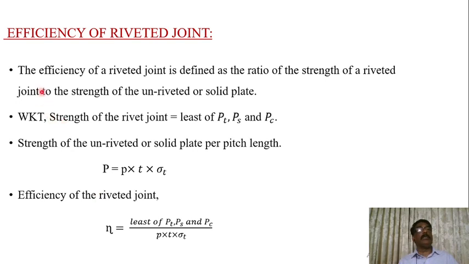And next we have studied the efficiency of a riveted joint. It is nothing but the ratio of the strength of a riveted joint to the strength of the solid plate. You know that the strength of the riveted joint is given by the least value of Pt, Ps and Pc, and the strength of the solid plate is given by P into t into sigma t. This is the pitch, this is the thickness of the plate, and this is the tensile stress. By substituting this, we can find the efficiency of the given riveted joint.